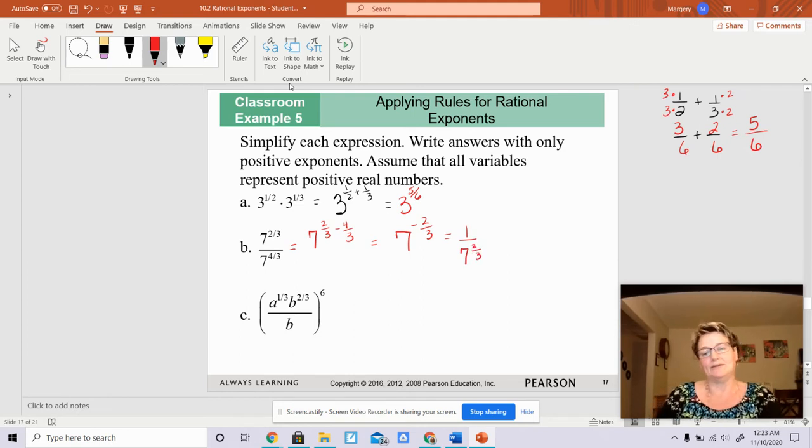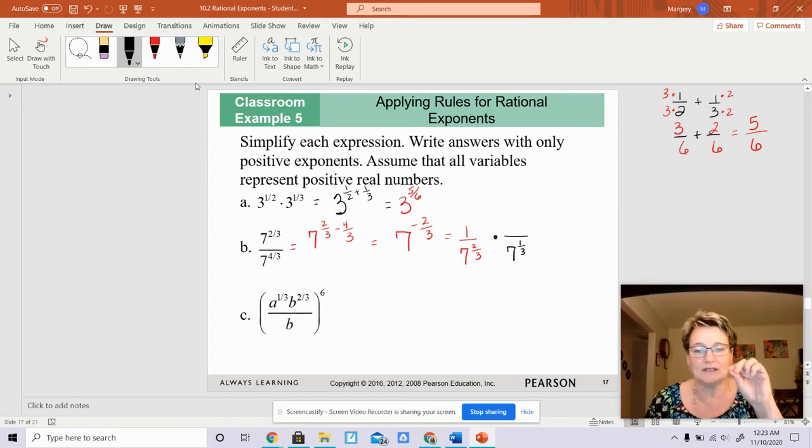Okay, now I have an issue here. You're not allowed to have a radical or a fractional exponent in the denominator. If you have that, you got to rationalize the denominator. And what I'm going to do is multiply the bottom by 7 to the 1/3. The reason why I chose 1/3 is because 2/3 plus 1/3 is 3/3, which is 1. So whatever I do to the bottom, I must do to the top as well.